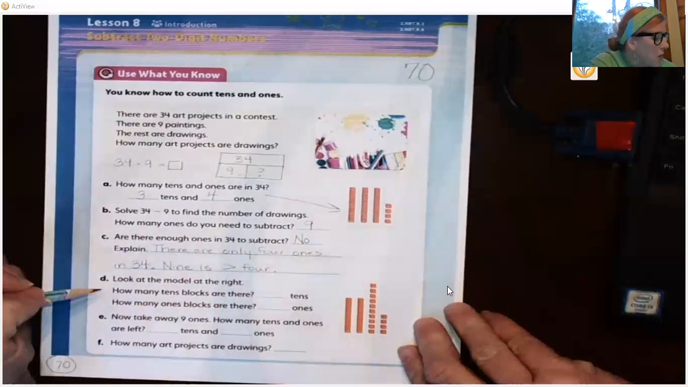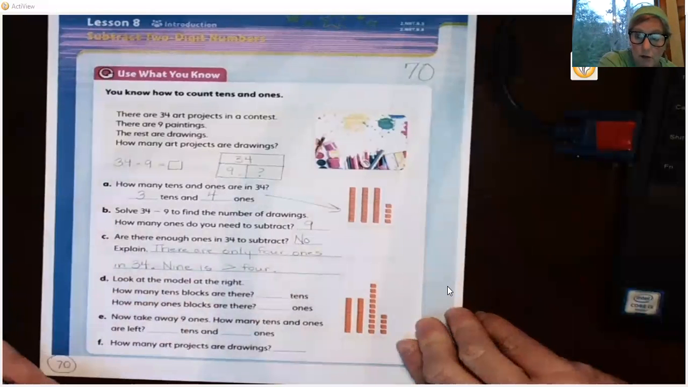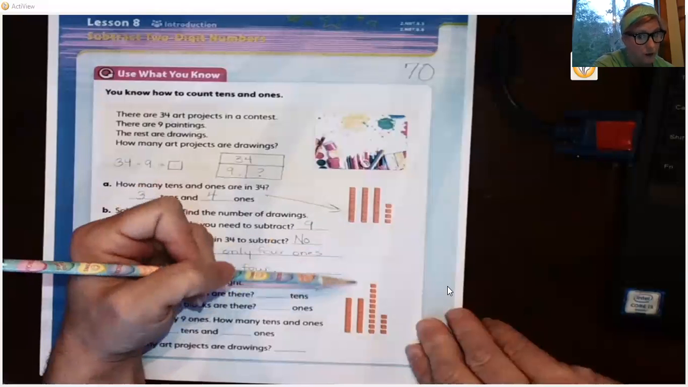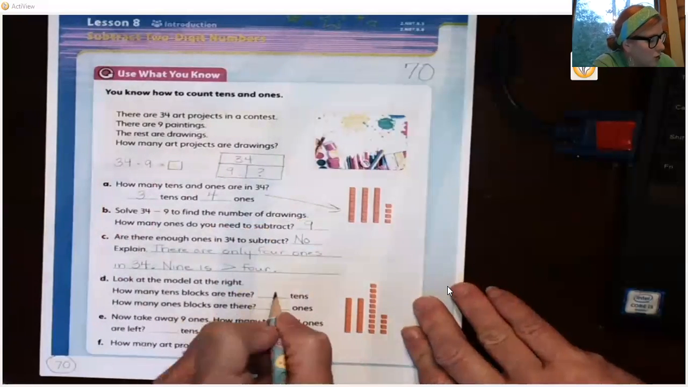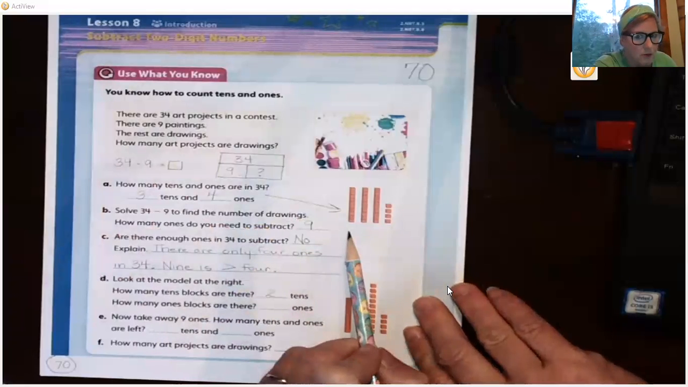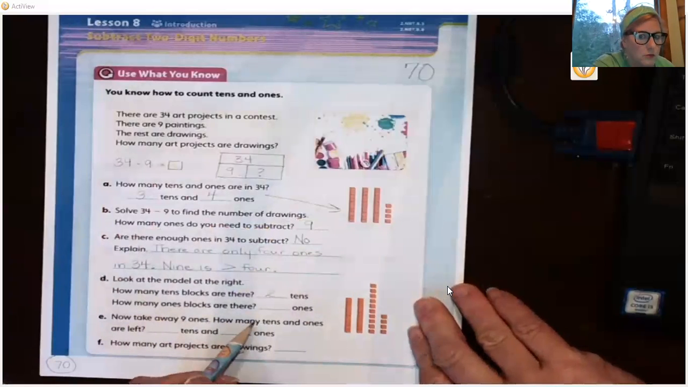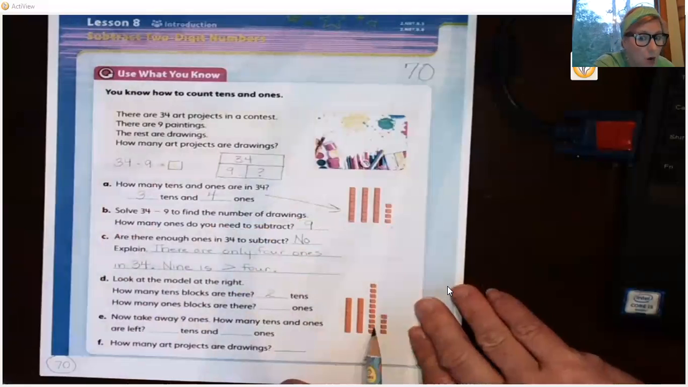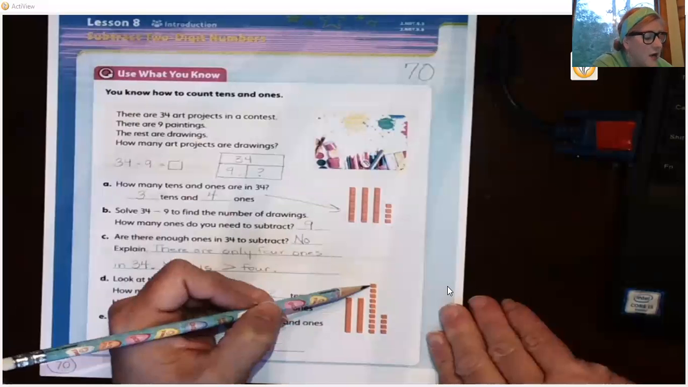So look at the model on the right. Here we go. How many tens blocks are there? Well, is this the same as this? It looks different. So let's see, how many tens blocks are there? 1, 2. There are 2 tens blocks. How many were there up here? 3. How many ones blocks are there? There are a lot more, aren't there? There were only 4 up here, like we were talking about before, but now there are more. Look, 1, 2, 3, 4, 5, 6, 7, 8, 9, 10. Because why?